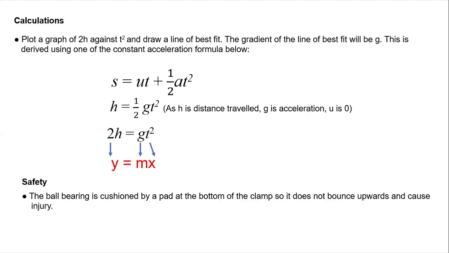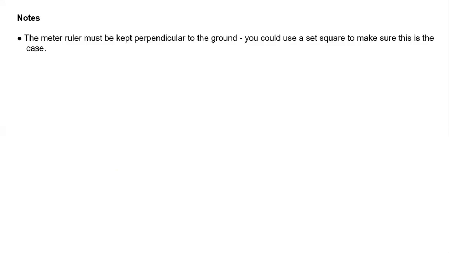Safety. The ball bearing is cushioned by a pad at the bottom of the clamp, so it does not bounce upwards and cause injury. Notes. The meter ruler must be kept perpendicular to the ground. You could use a set square to make sure this is the case.